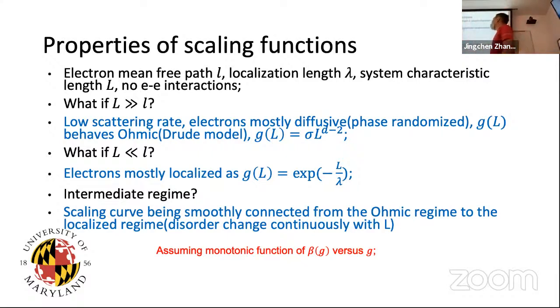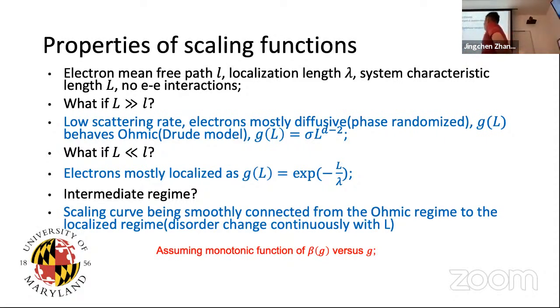All right, you may ask, what about the intermediate regime? In the intermediate regime, we claim that the scaling curve of beta versus G or L should be smoothly connected from the ohmic regime and the localized regime. That is because if we only consider the disorder, usually for a mesoscopic system, it will change continuously with L, right? So if you don't consider any complicated constraints, your disorder strength will smoothly grow or decrease with respect to system size.